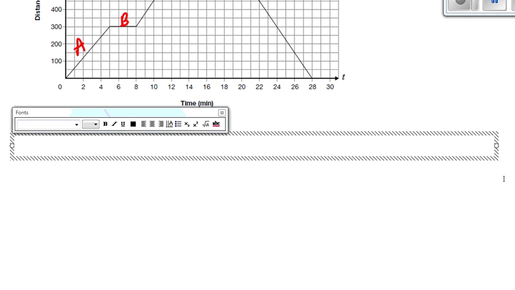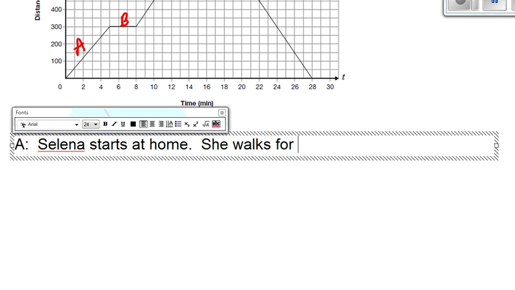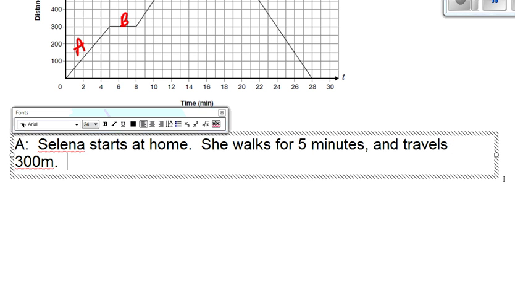Okay, so in block A, she starts at home. And since I'm typing it, I'll try to make sense of this. Selena starts at home. She walks for 5 minutes and travels 300 meters. This is a speed of 300 divided by 5, which is 60 meters per minute.